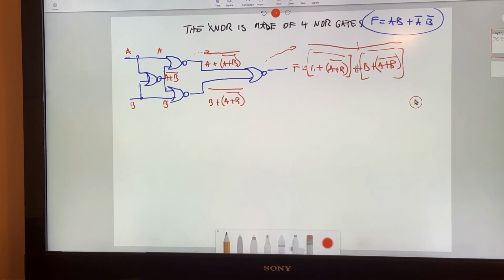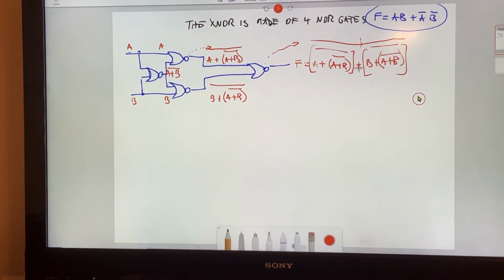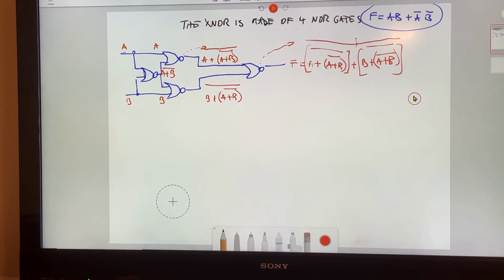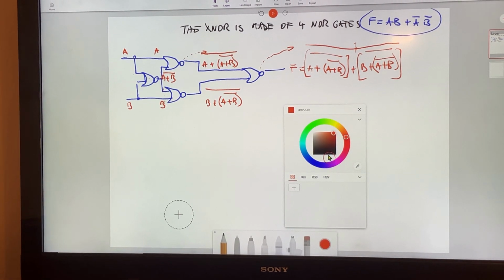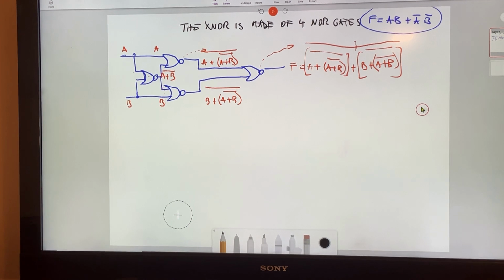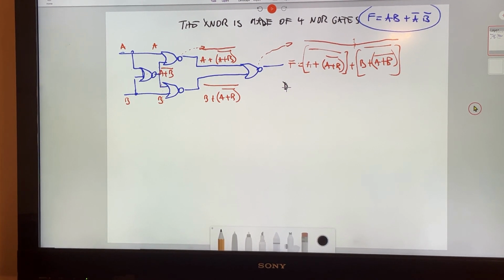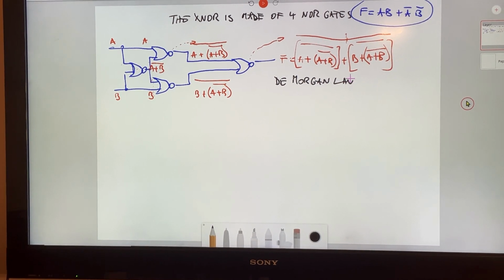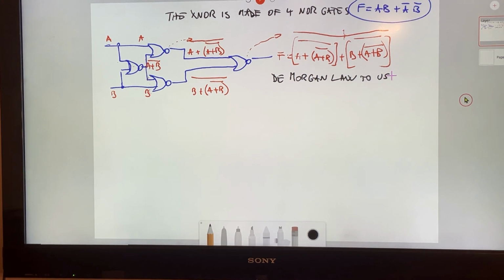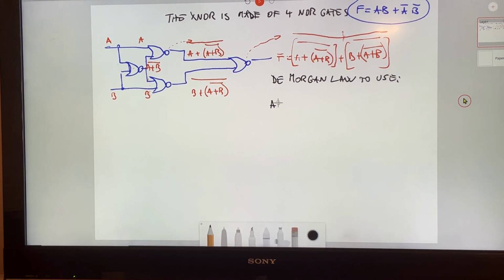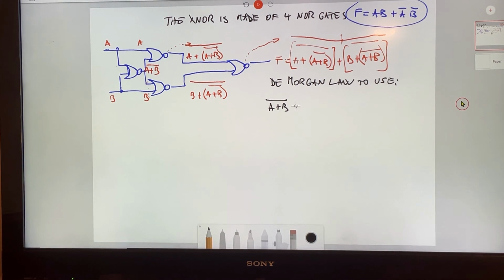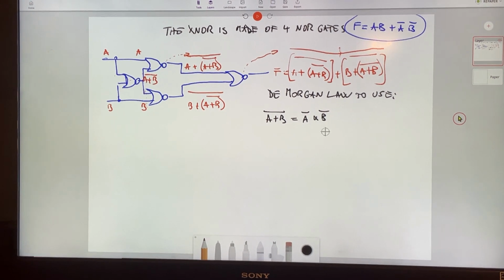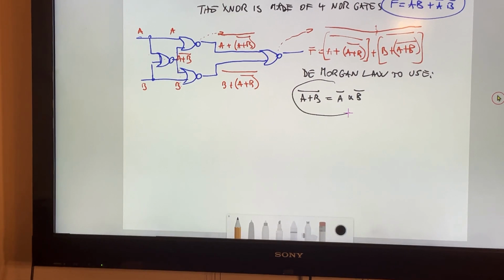But when you break it, the mathematical operation is going to switch to what? It's going to switch to multiplication. So let me write over here. I'm going to change the color again. Let me write over here the DeMorgan law we're going to use. The DeMorgan law to use is going to be A plus B with a bar equals, or it's the same as, A bar times B bar. So this one is going to be used to simplify the whole thing.